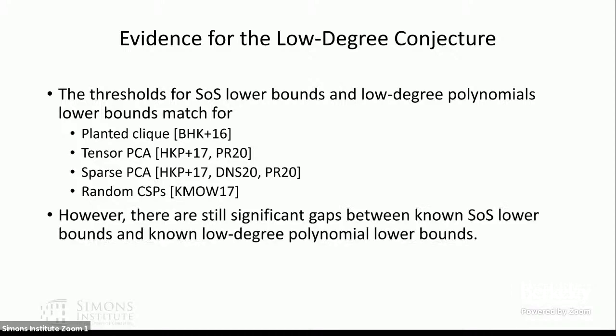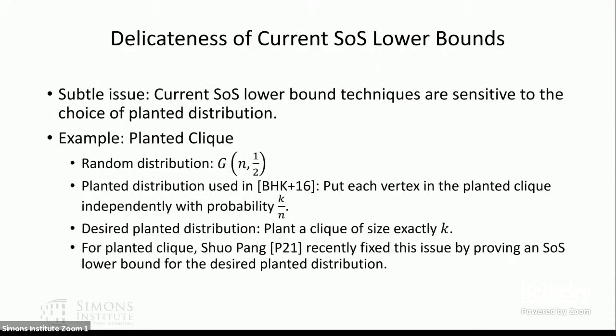That said, there are still significant gaps between known SOS lower bounds and known low degree polynomial lower bounds. Okay, so here's one subtle issue, which is that current SOS lower bounds are delicate, as they're sensitive to the choice of plant distribution. So for example, for planted clique, the random distribution is G(n, 1/2).